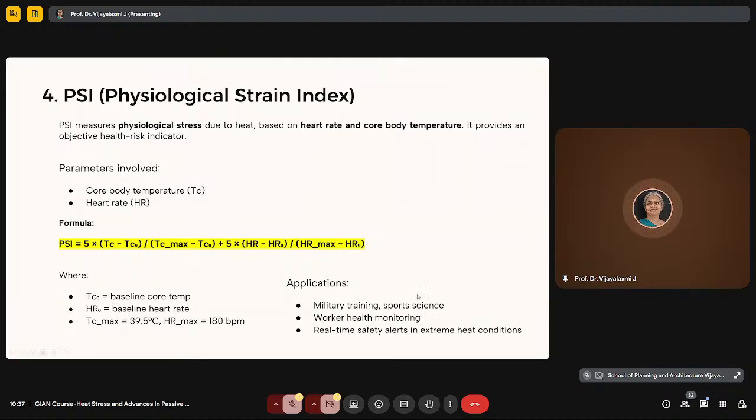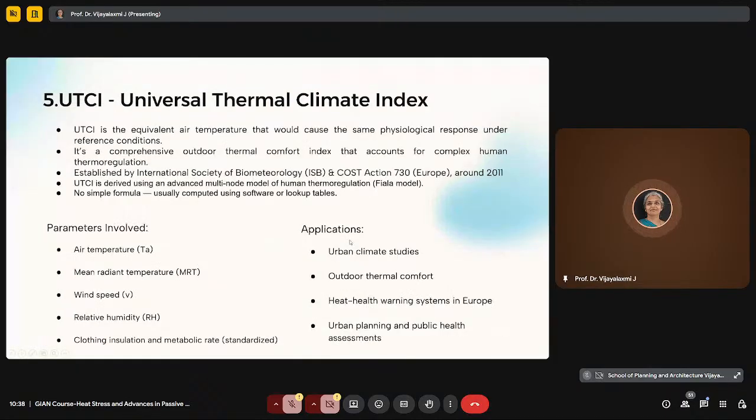The third predominant one is the PSI, physiological strain index, which measures the physiological stress because of heat, based on heart rate and core body temperature. Therefore, this is used more for worker health and military training. I won't go into the depth of it unless you are interested in following any of this.